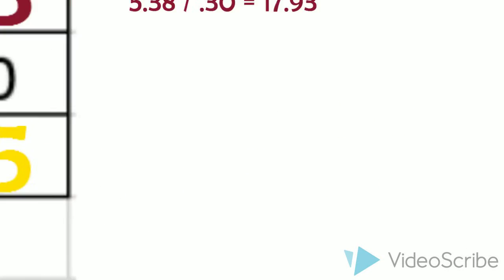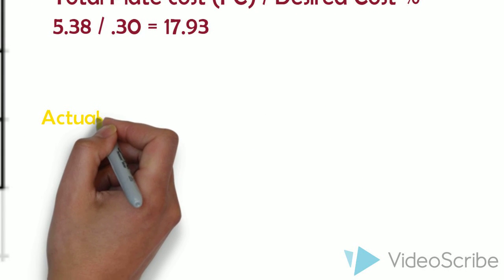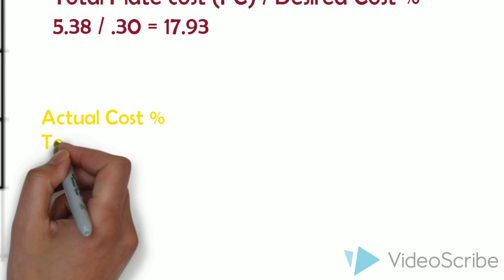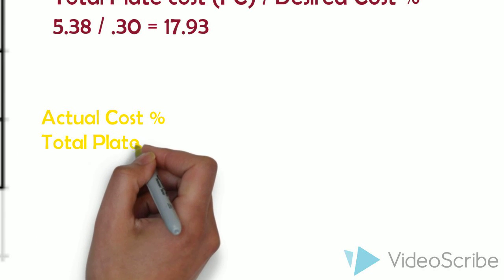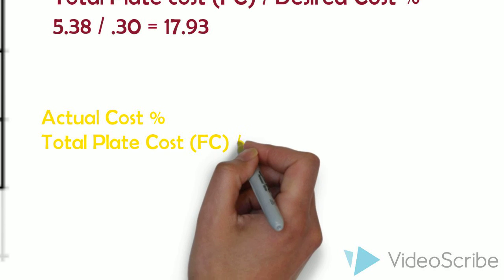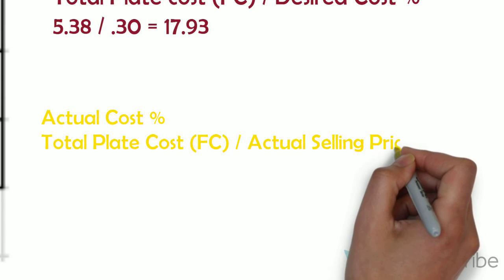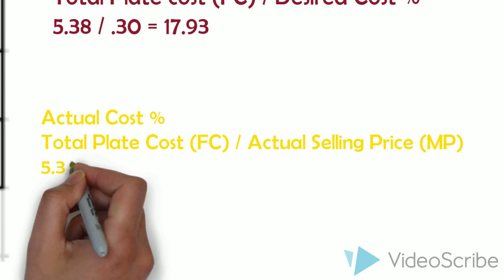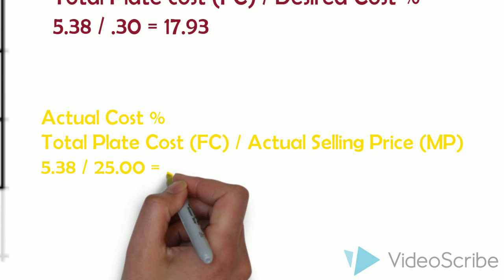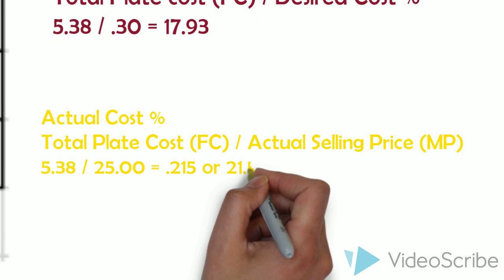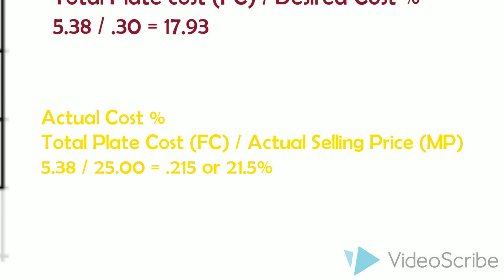We've decided we're going to charge $25. So we need to find out what our actual cost percentage is, and how much of a contribution margin we're going to make from this. Our actual cost percentage is our food cost, which is our total plate cost, divided by our actual selling price. So we take our $5.38, divide it by $25, and that gives us a 21.5% food cost. So there you have it. Now it's your turn to try the Cajun chicken pasta for yourself.